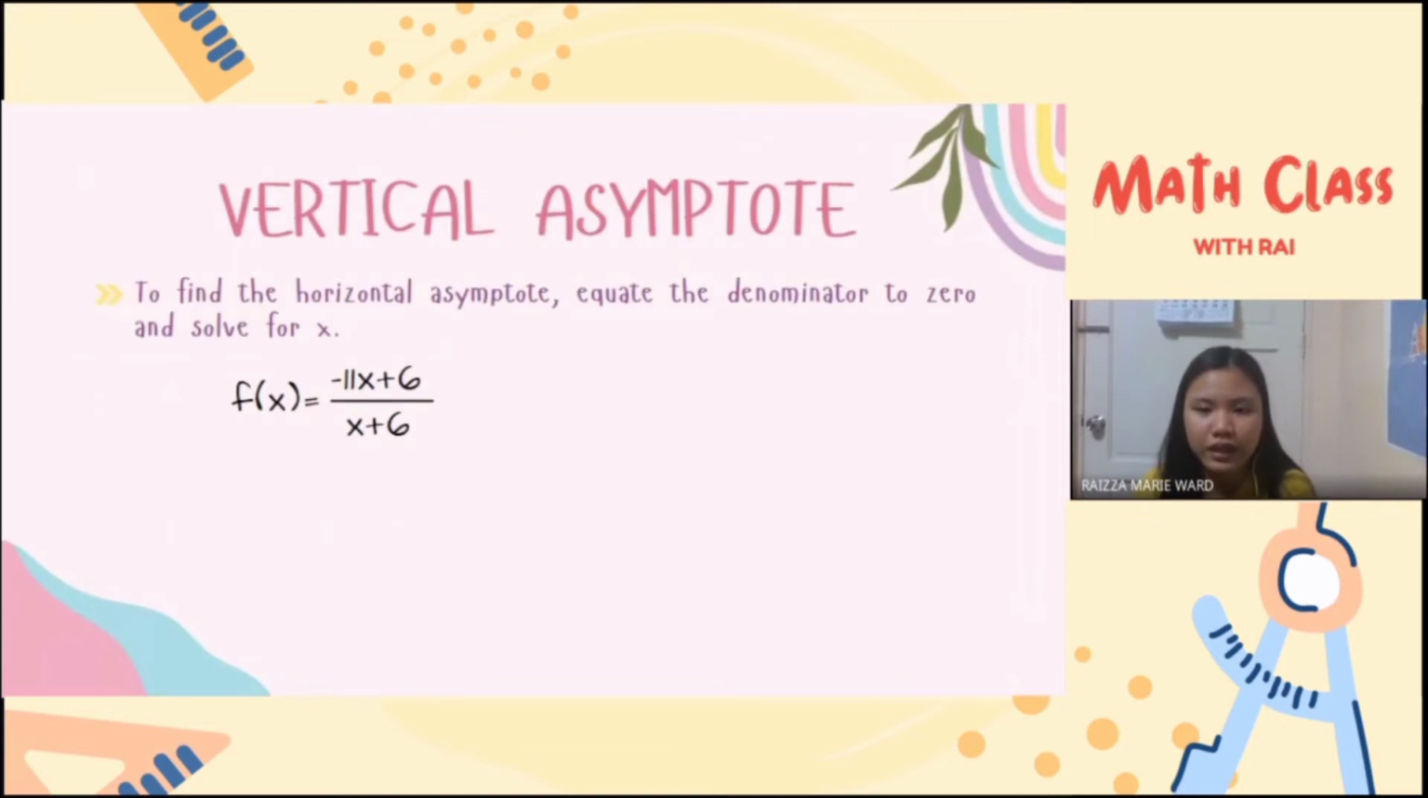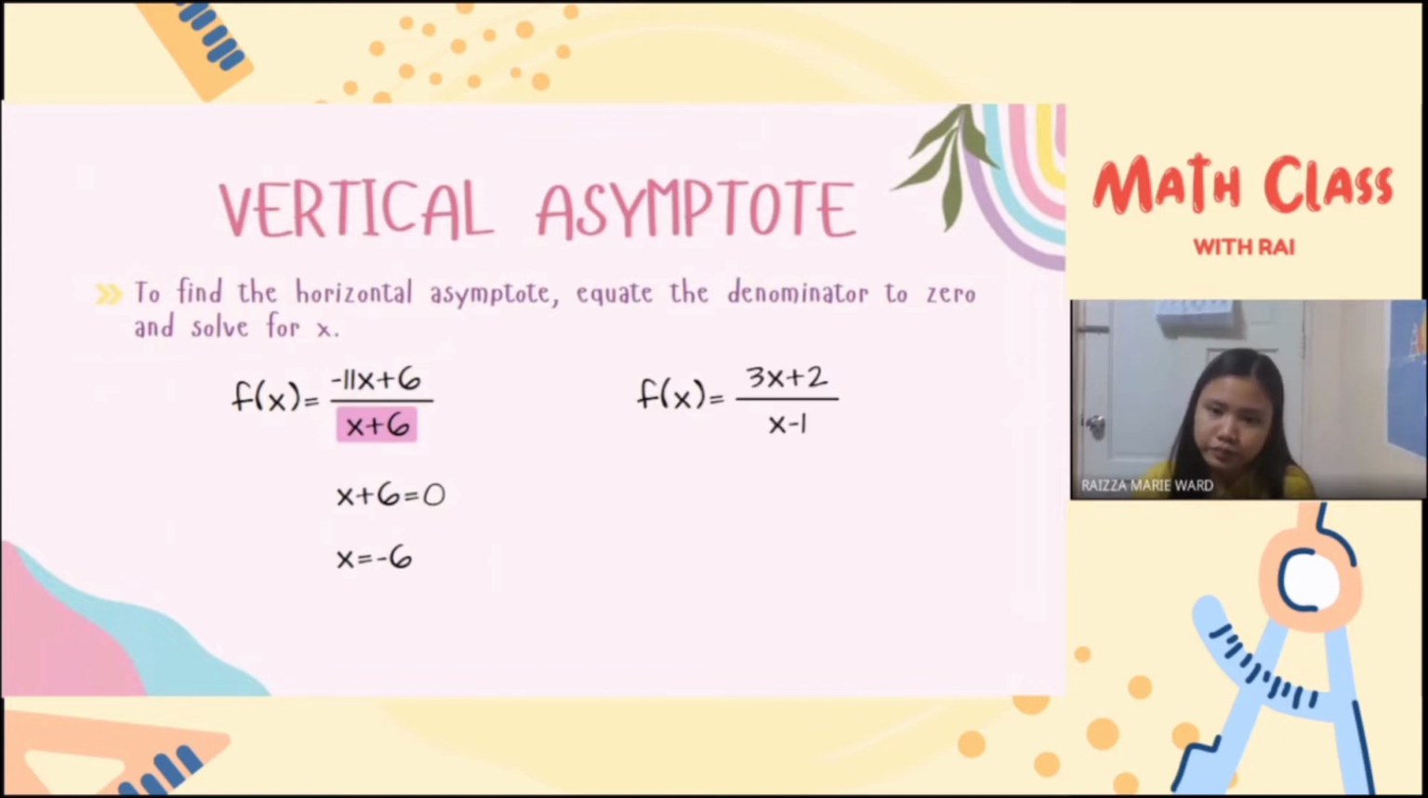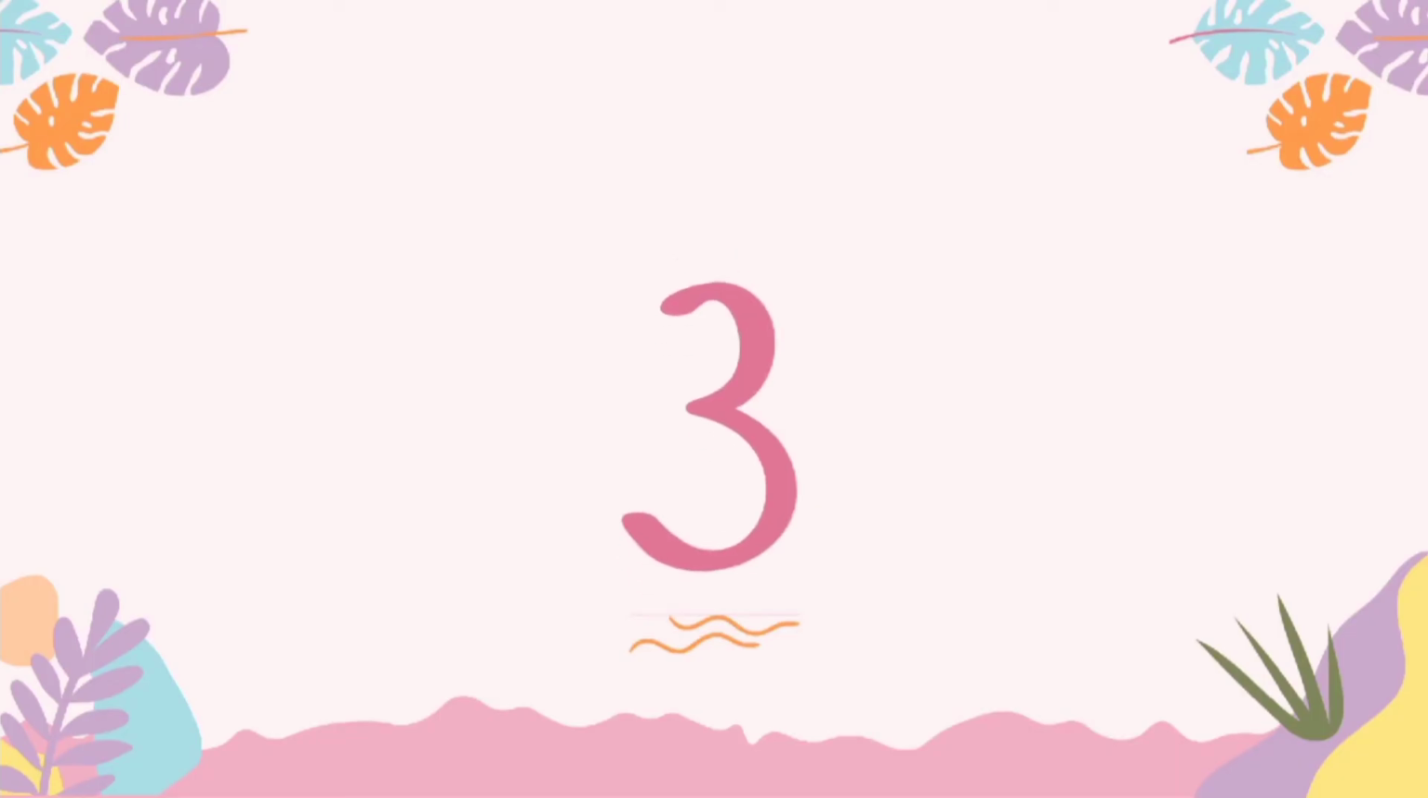So, to get or find the vertical asymptote, we are going to equate the denominator to 0 and solve for x. Notice our example, the denominator is x plus 6. Equate to 0, bali x plus 6 is equal to 0. To solve for x, transpose the x to the right and x will be negative 6. Now, try to pause the video and answer this one.